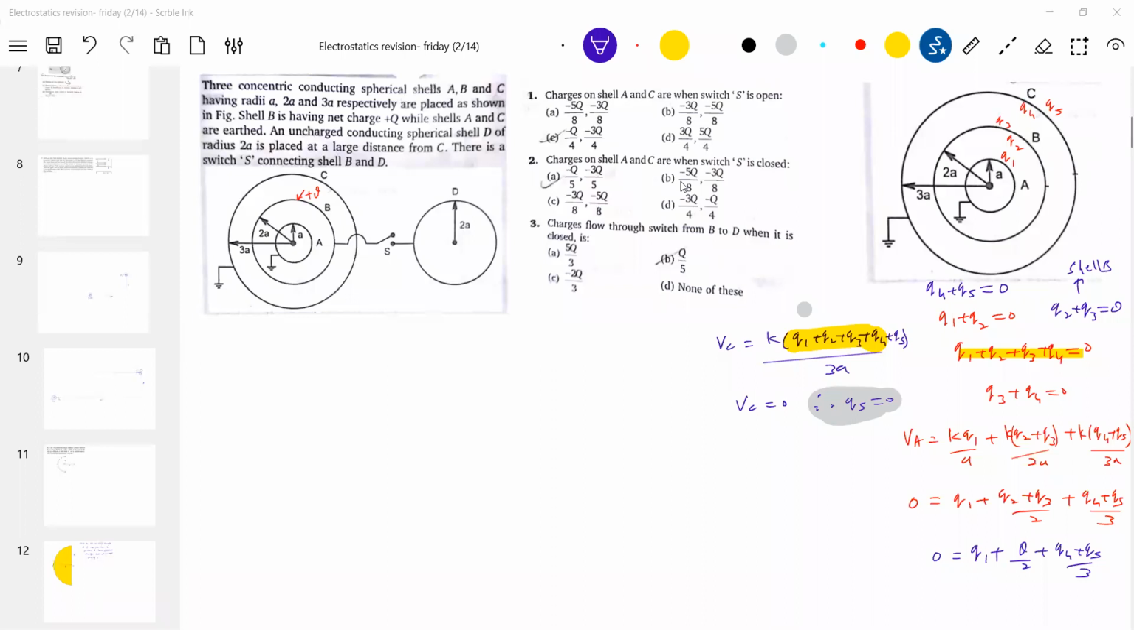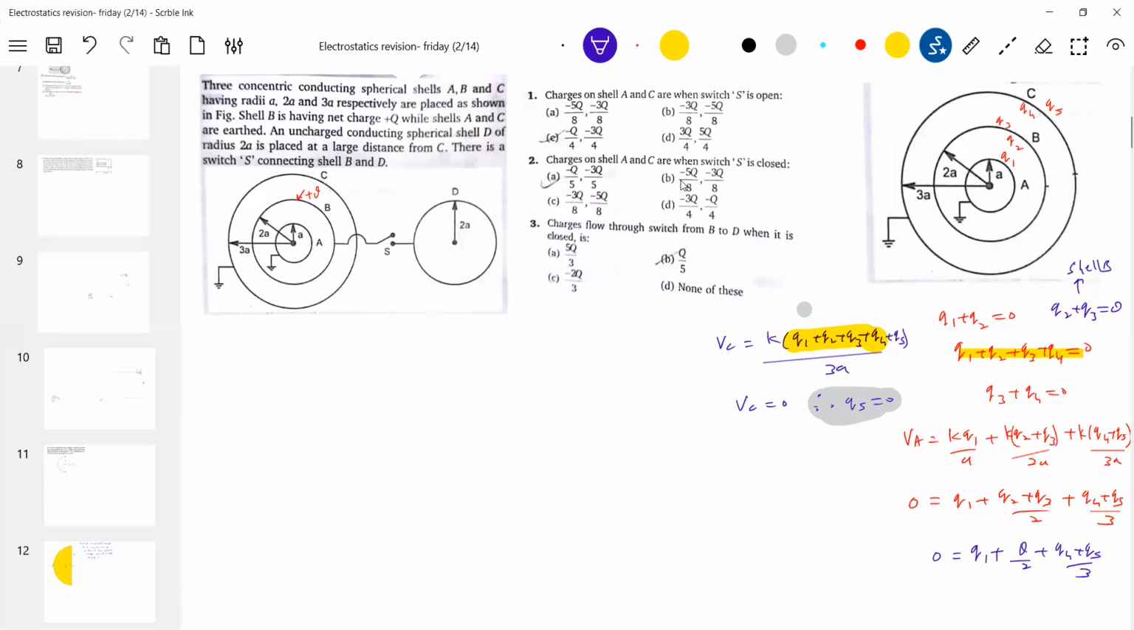Q4 and Q5 are not given charges, no? Q4 plus Q5 are not given charges. Shell C is neutral. Shell C, how will it be neutral? Shell C is earthed. Oh, wait, it is earthed, no? Oh, I didn't check. Yeah, this will not be 0. Fine.